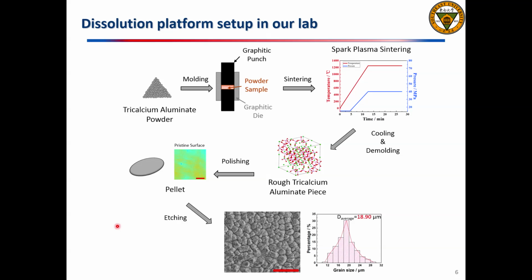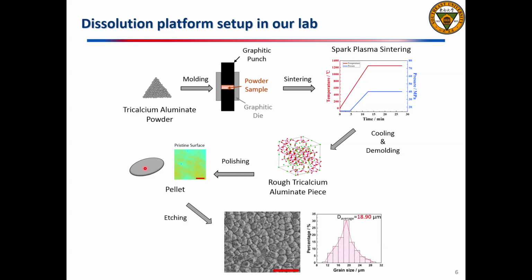Cubic C3A pellets are produced by hot press sintering. Simply, C3A powder is molded in a vat and is sintered according to this procedure, as shown in this picture. The maximum sintering temperature is 1250 degrees centigrade, and the maximum applied pressure is 40 megapascal. After the sintering, C3A is carefully polished to obtain dense, smooth pellets.